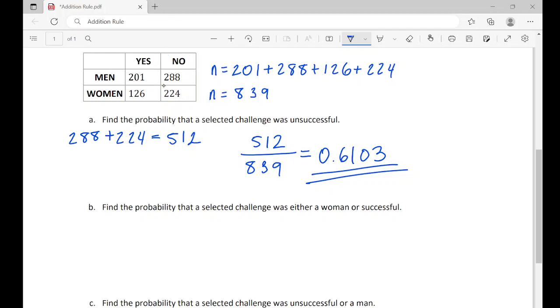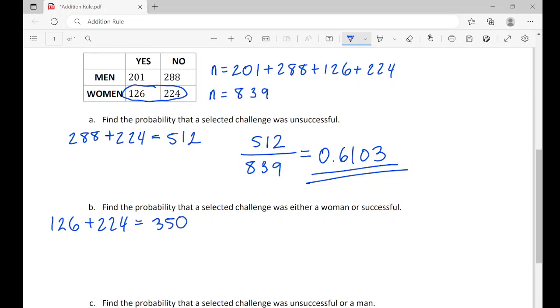Now let's step up the difficulty just a little bit. Let's find the probability that a selected challenge was either a woman or successful. So two things going on at once. Let's find out how many challenges were done by a woman. Well, we have 126 and 224. So 126 plus 224 is going to give us 350.